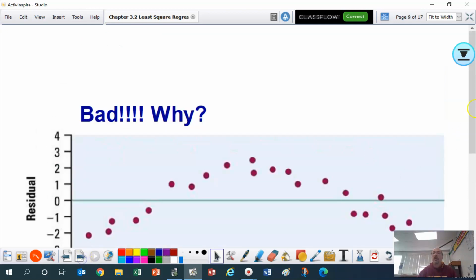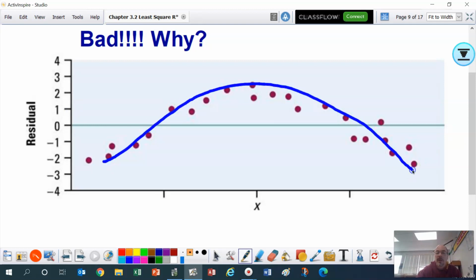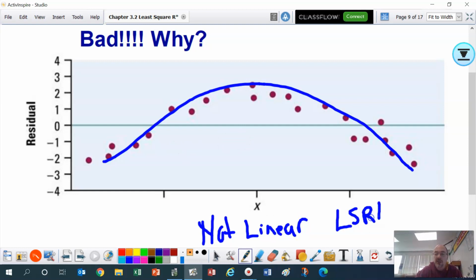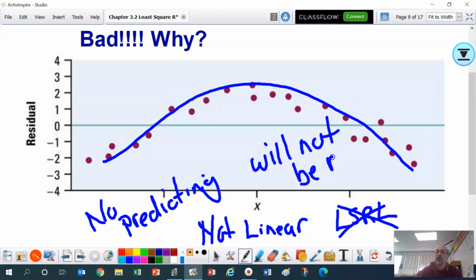Okay, moving on. This is a bad residual plot. And the main reason is because we see a pattern. That's telling me it's not linear, first of all. Obviously, it's curving. So a least squares regression line is not going to be good for predicting. No predicting here because it will not be reliable. We could predict, but the outcome, we can't trust it. So that is a bad residual plot.